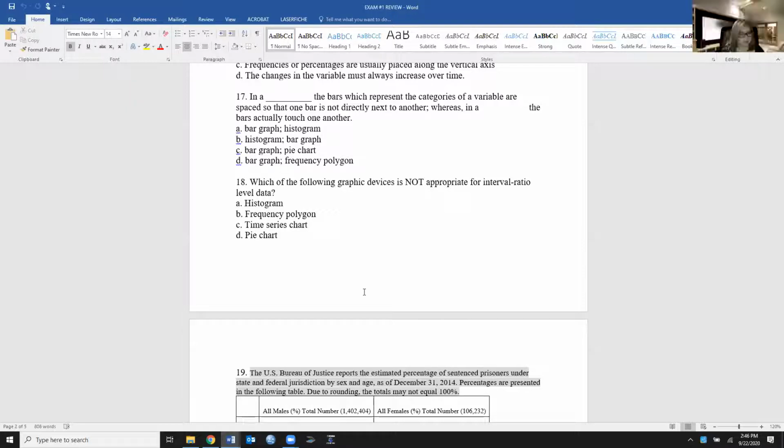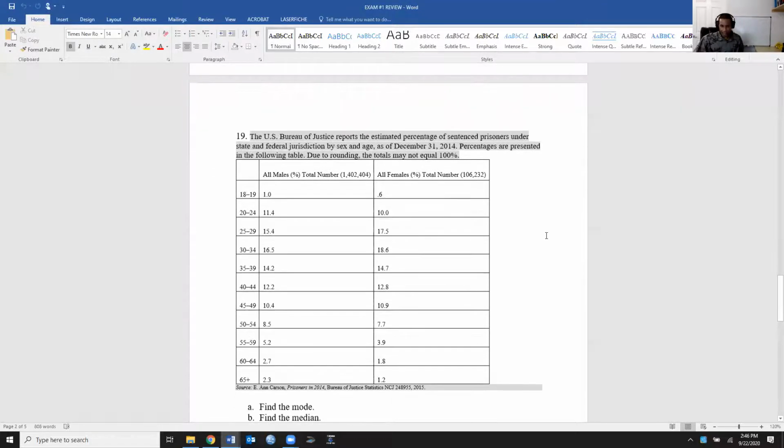Frequency polygon. I think we... Pie chart. Pie chart, good. So why? Because as we discussed already, with interval ratio level data, you can have a lot of categories. We're looking at the variable age. In the General Social Survey, the categories range from 18 to 89. So 71 categories. Could you imagine looking at a pie chart with 71 different slices? Almost impossible to read. So because of that, you wouldn't want to use interval ratio level data with a pie chart. Histogram, frequency polygon, time series chart, those all work.